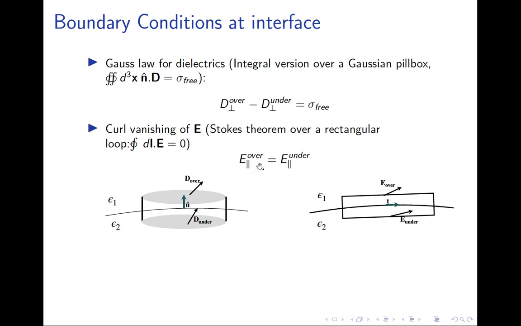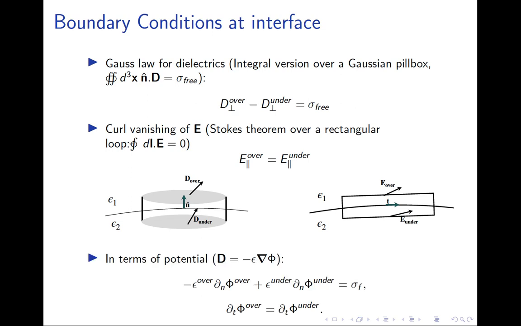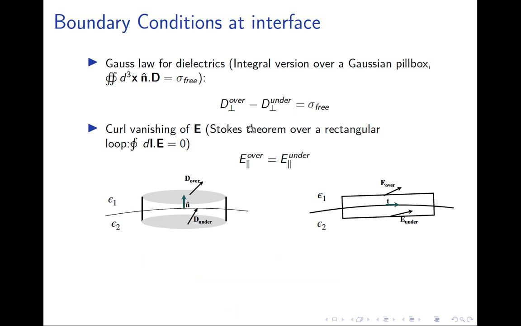That will be continuous. Okay, E is continuous. The parallel component of the E across the boundary is continuous, and the normal component of D across the boundary is discontinuous, with the difference being equal to the free surface charge density. So this is true for the general case. There is no approximation, no linear dielectrics, no isotropic, nothing. This is very general.